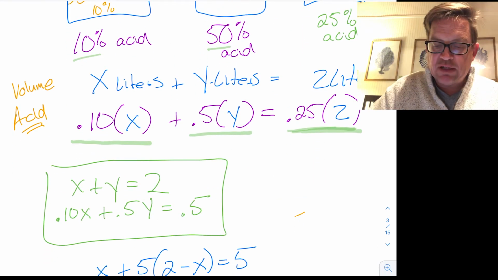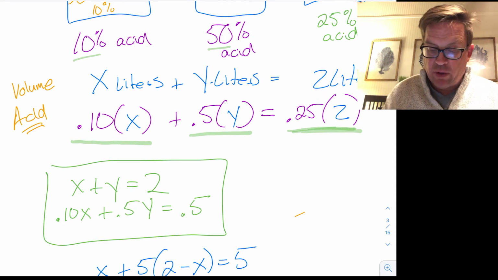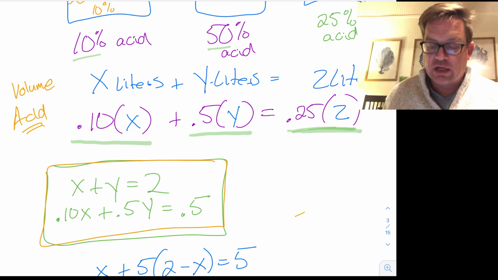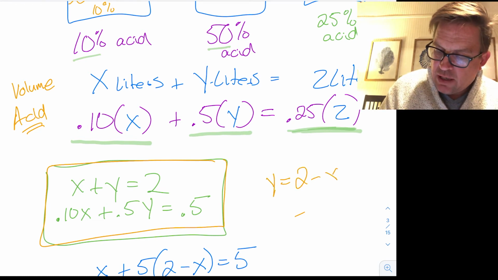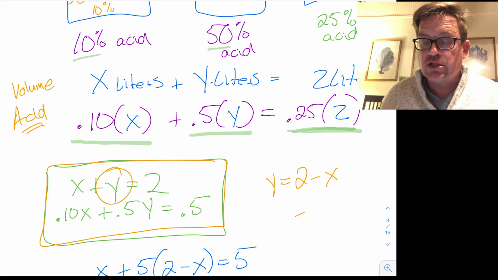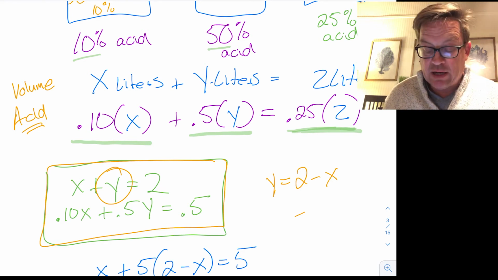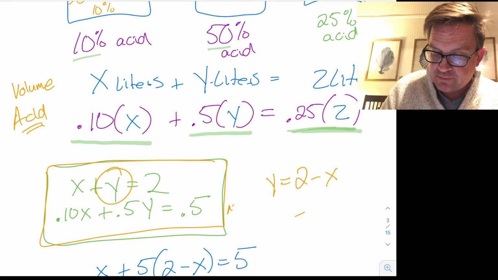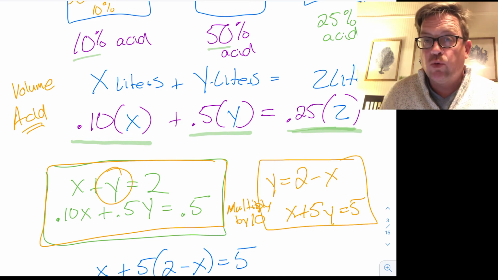Once you set that up, it's often helpful to rewrite it without all the units, a little bit nicer in this green box. Just organize it a little bit. Then if we want to solve this, I'm going to solve for y in that first equation, so I can do substitution. And I don't like those decimals. They're not bad, but I can get rid of them by multiplying by 10, and I just get x plus 5y equals 5. And that is an equivalent system of equations.